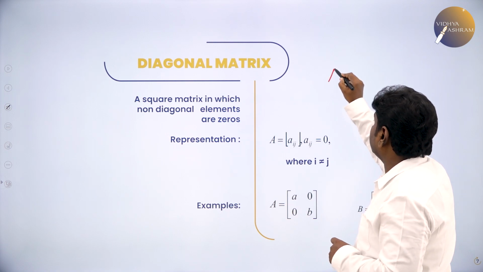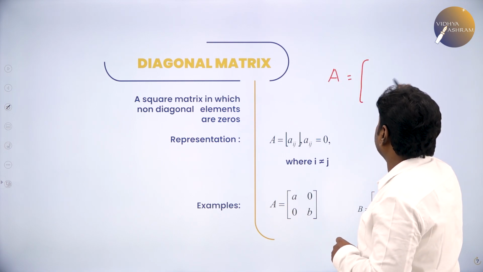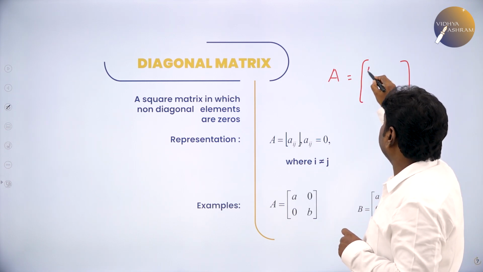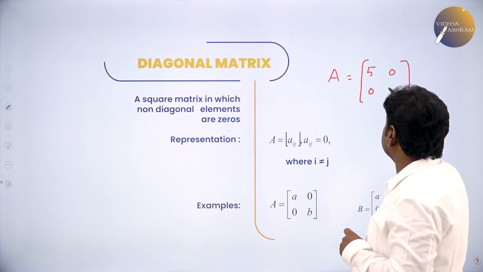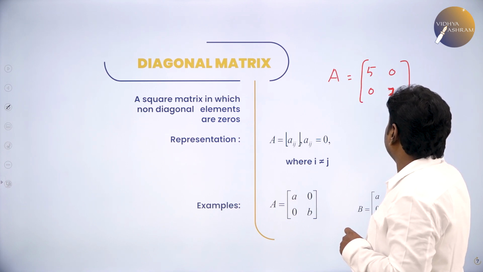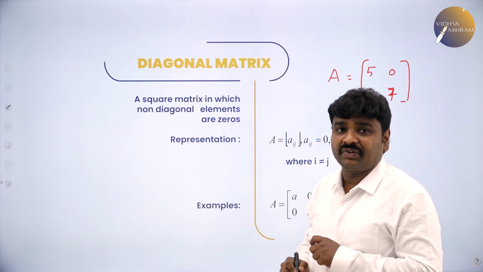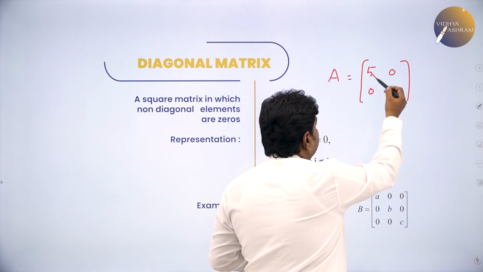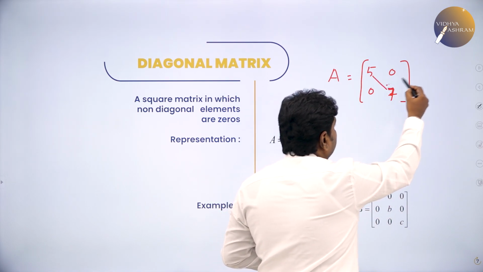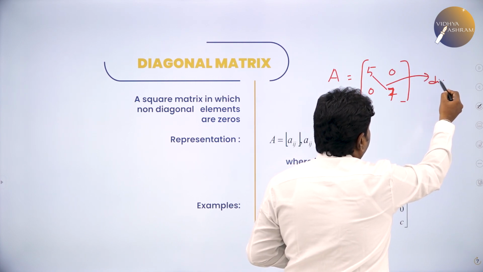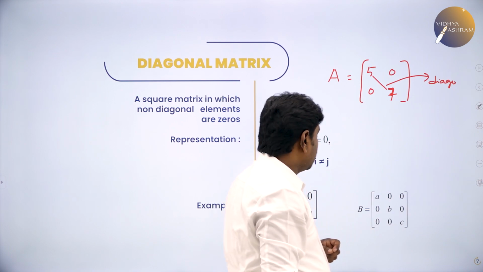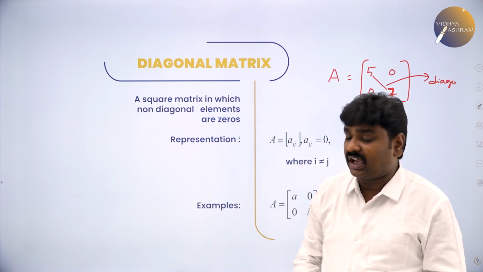So now if I take a matrix A, it should be a square matrix, meaning it should have an equal number of rows and columns. So I'll write 5 0 0 7. Please observe, I've written a matrix 5 0 0 7. Here the principal diagonal, starting from the first element, if I draw a diagonal, we call it the principal diagonal or simply the diagonal. Other than this diagonal, all elements are zeros. Here I wrote the representation of a diagonal matrix.